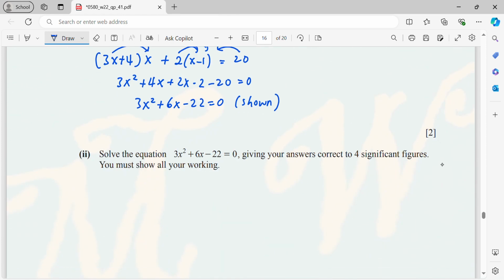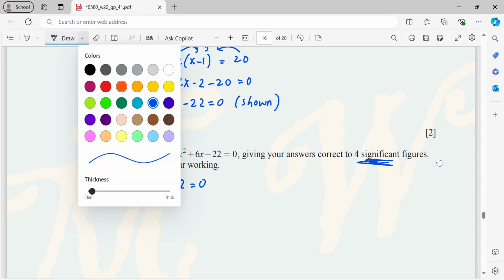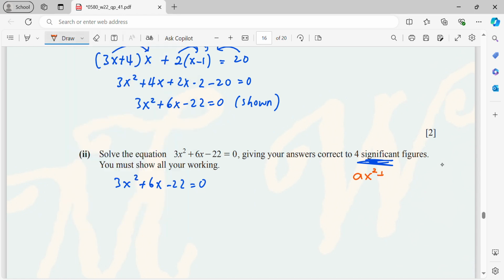Now, part 2, solve the equation, giving your answers correct to 4 significant figures. You must show all your working. To solve the quadratic equation, you can either factorize it or use the quadratic formula. But since it's mentioned 4 significant figures, you better use the quadratic formula. As a guideline, ax squared plus bx plus c equals 0, your x is minus b plus minus square root of b squared minus 4ac, over 2a.